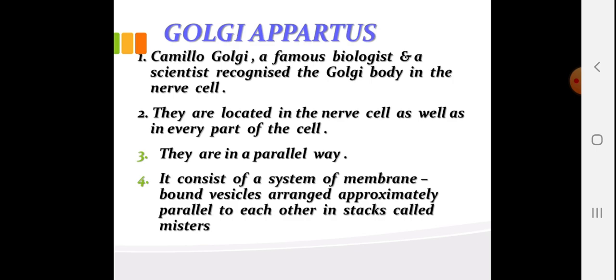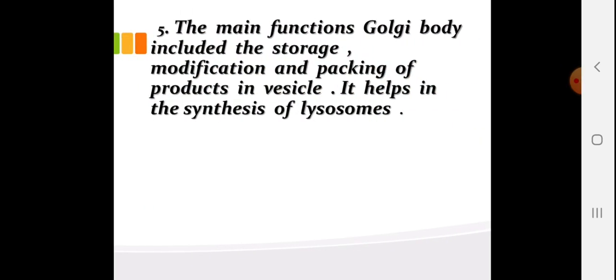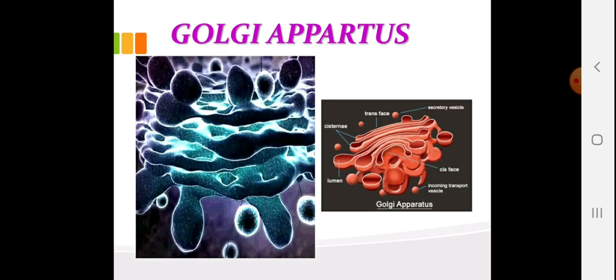It consists of a system of membrane-bound vesicles arranged approximately parallel to each other in a stack called cisternae. The main functions of the Golgi body include storage, modification, and packing of the product in vesicles. It helps in the synthesis of lysosomes, which are also known as suicidal bags. Golgi apparatus, you can see it is quite spongy with many folds. You can see it has cisternae, lumens and secretory vesicles within it.